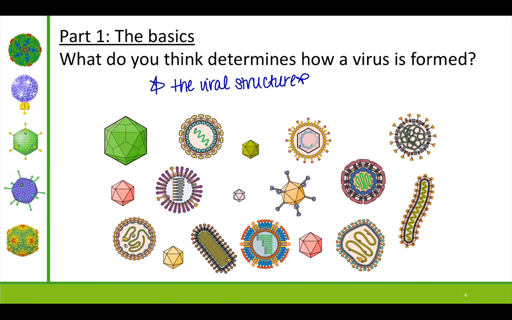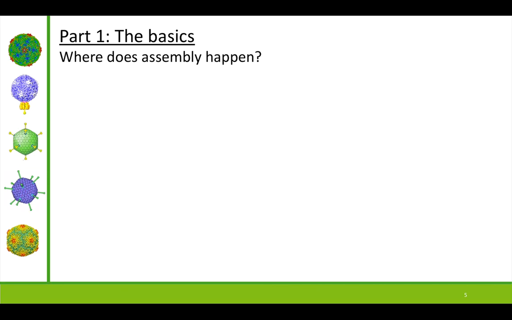Just like we talked about the structure and how the structure helps determine how a virus enters, when we talked about how a virion is built, we looked at the architecture. That architecture and that structure is going to give us hints in how a virus will actually be formed once the parts are made. So again, another question for you to think about is, well, where does assembly actually happen?